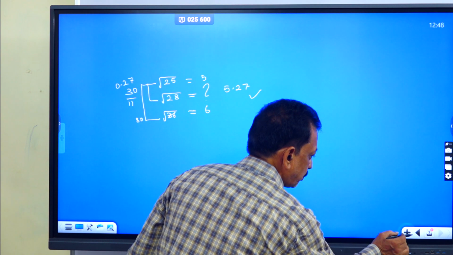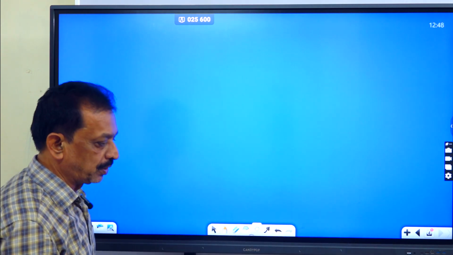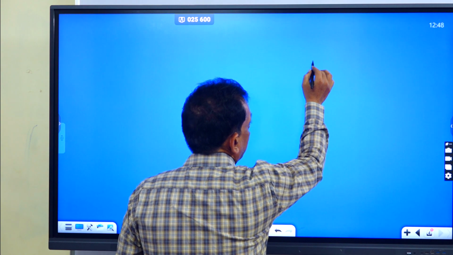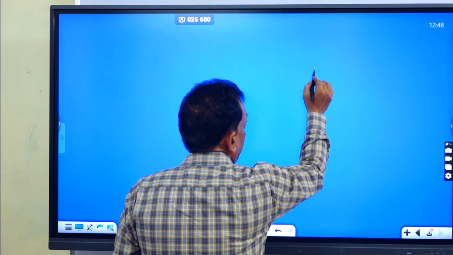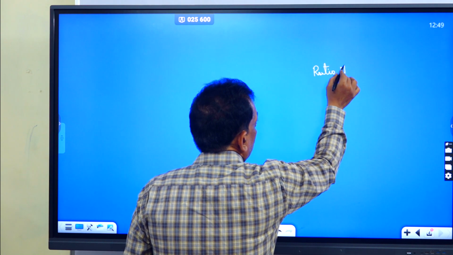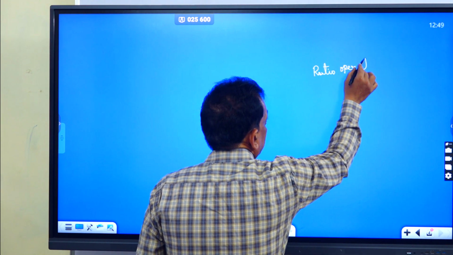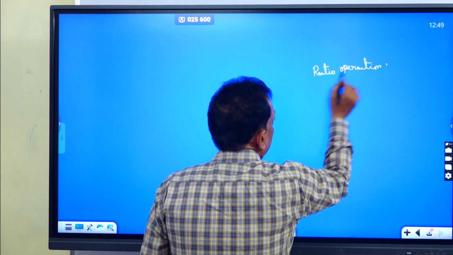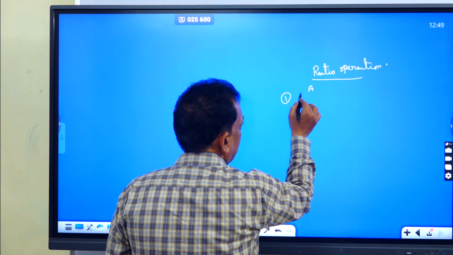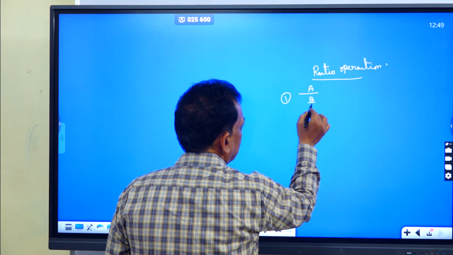Okay, now we'll go to ratio operation. Most of the children are facing a problem with ratio operation. What is this? Now, in this first one, A divided by B by C.